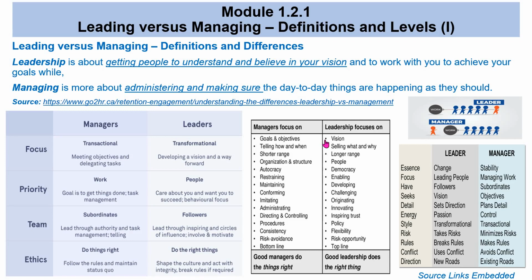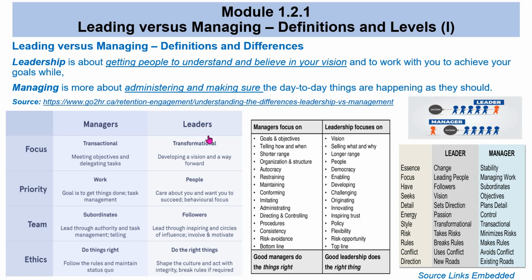Welcome back. In this module of the Leadership Transition course, we will be looking at the topic leading versus managing. We will define what leading is and what managing is and try to differentiate between them. Also, we will look at different levels of leading and managing.